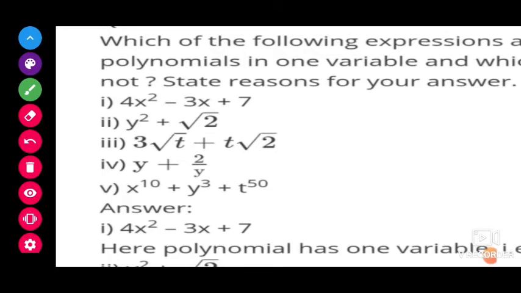Okay. If you see here, the first one, 4x square minus 3x plus 7. They are asking which of the following are algebraic expressions with a single variable, meaning the entire expression should have only one variable. So see the first one, 4x square, 3x: the entire expression is having x only as a variable, no?